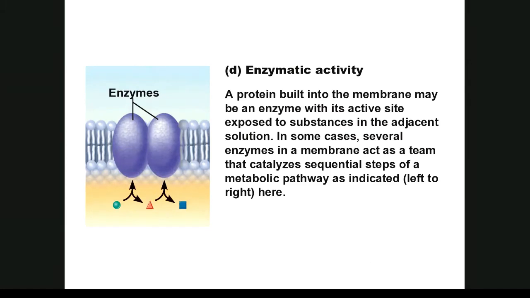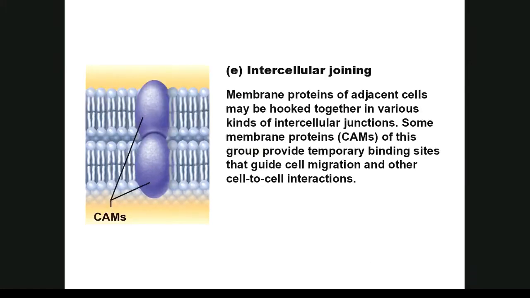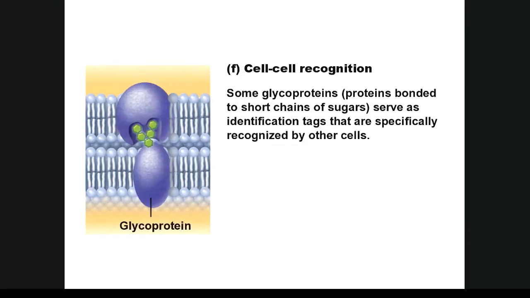Enzymatic activity. Many cells are going to have their surface with a lot of enzymes that increase the speed of chemical activity. Intercellular joining. This is cell-to-cell joining. Cell-to-cell recognition: this cell recognizes this cell, it's like a name tag on it. So if this is a cell from the immune system, and this is the one showing the proper name tag, then the immune system won't attack it.